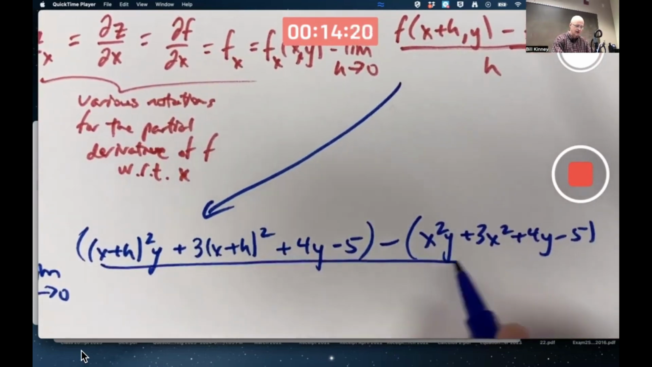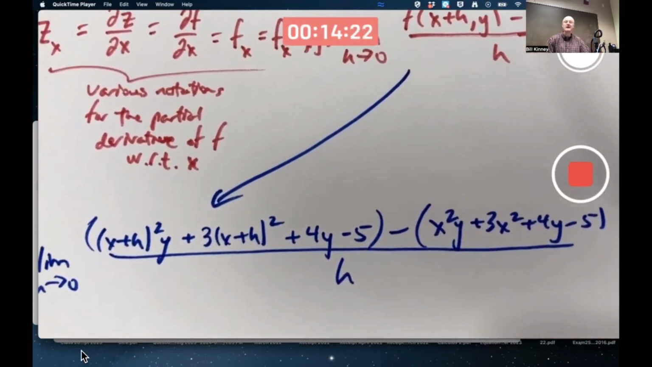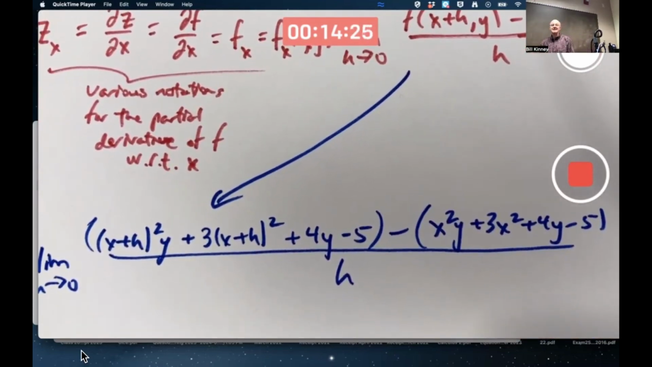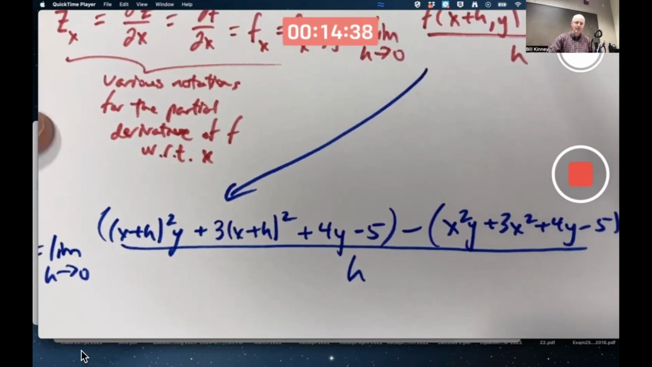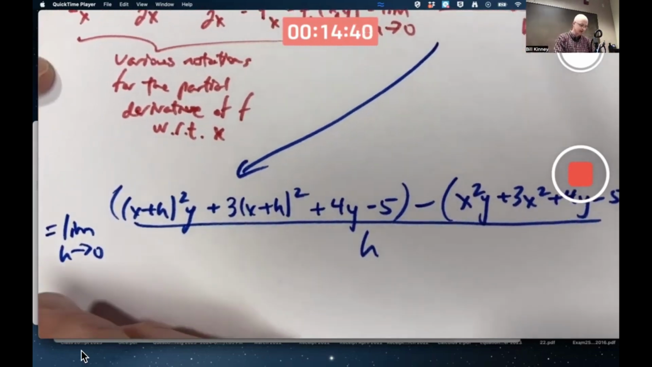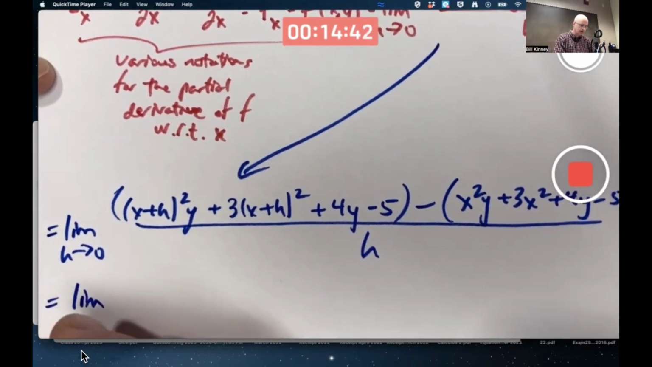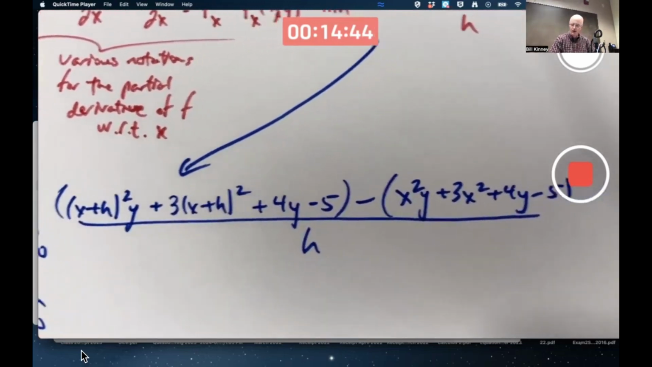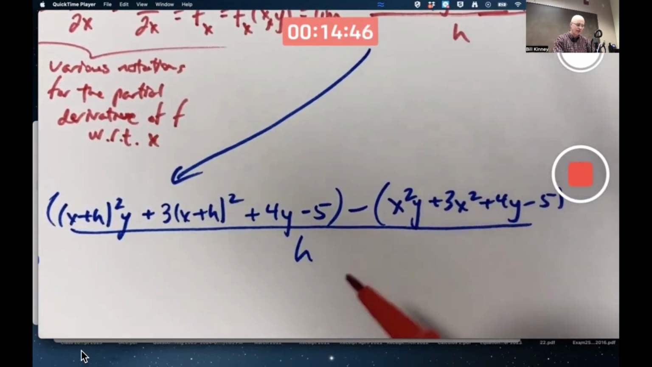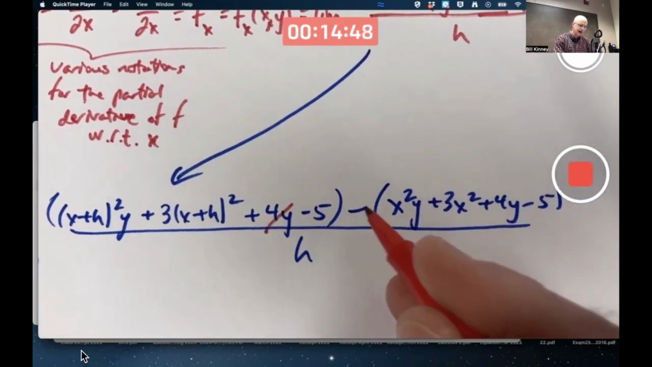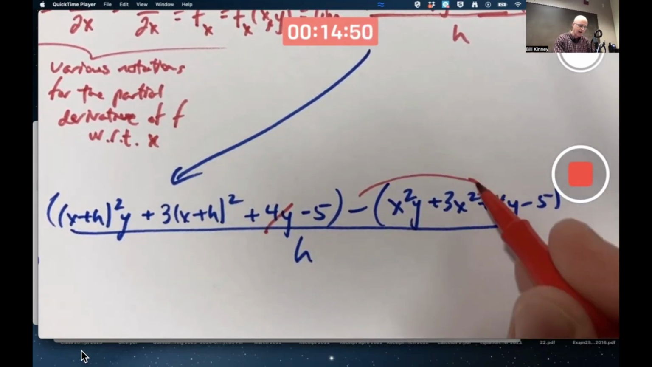Big fraction here. What you're hoping is that everything not involving an h completely cancels, so that you can then factor out an h of what's left, and then divide it out with the h in the bottom, and then plug in h equals 0, just like in Calc 1. It's just a more complicated calculation. I do get some cancellation right away. The 4y here cancels with the minus 4y there.